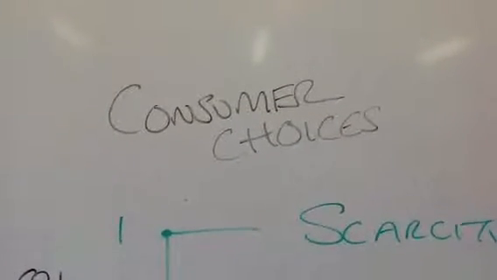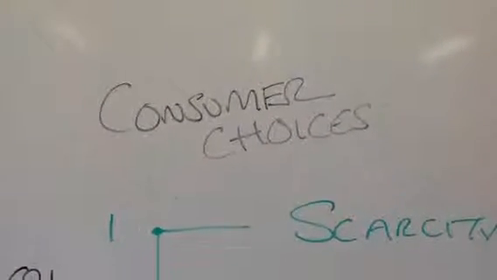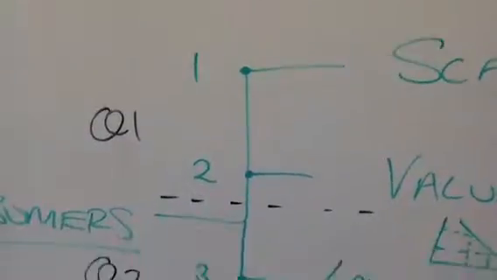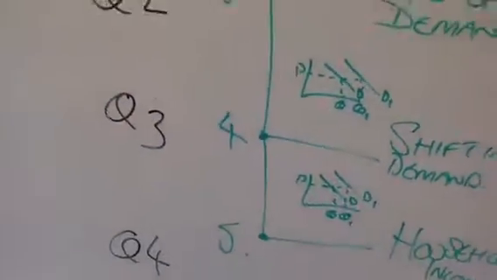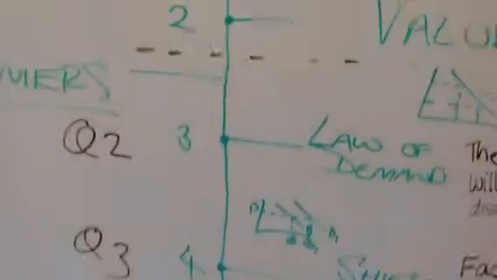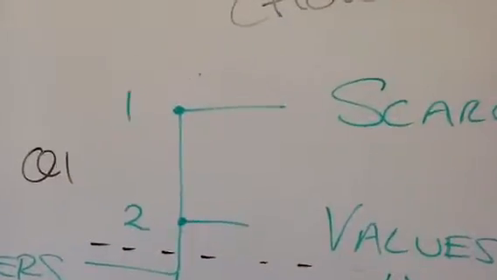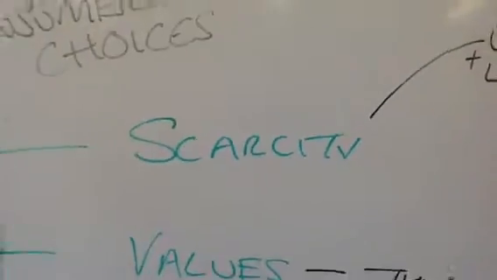Right, this is my discussion of everything you need to revise for consumer choices. There are five sections in consumer choices. The first section is all about scarcity.